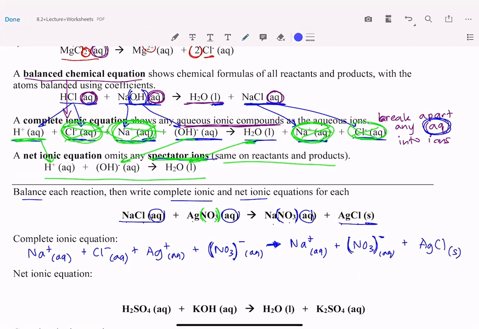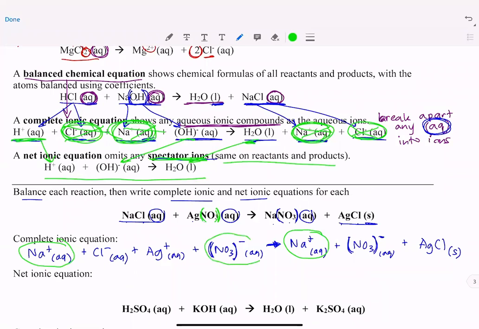So now let's figure out what's exactly the same on both sides. Let's circle in green things that are exactly the same. So that's Na plus is exactly the same. You have to have the charge value and the physical state AQ has to be exactly the same. What else is exactly the same as this NO3 minus? Charge value and physical state exactly the same. So those are the ones you can get rid of.